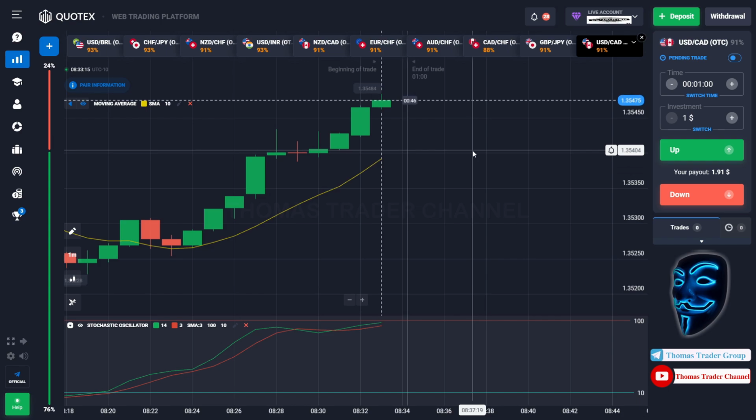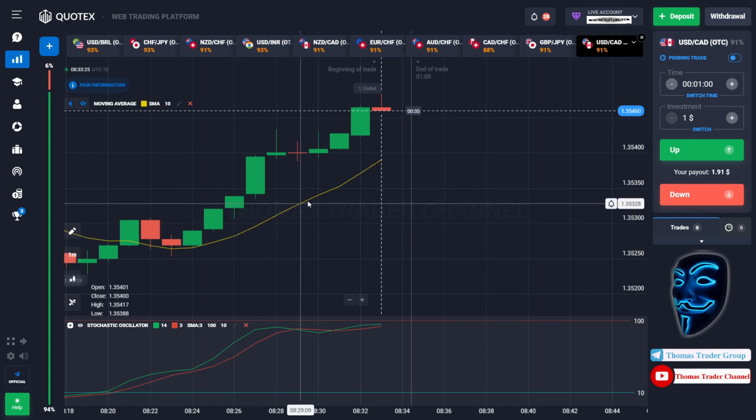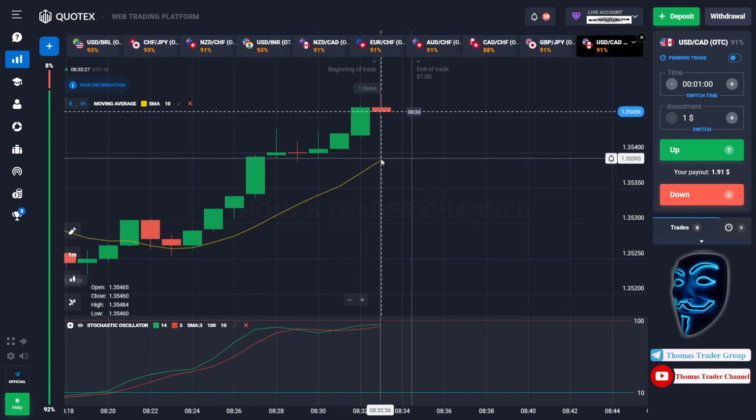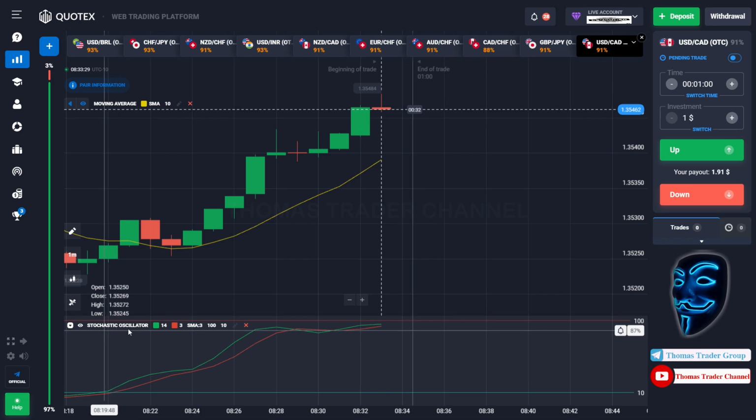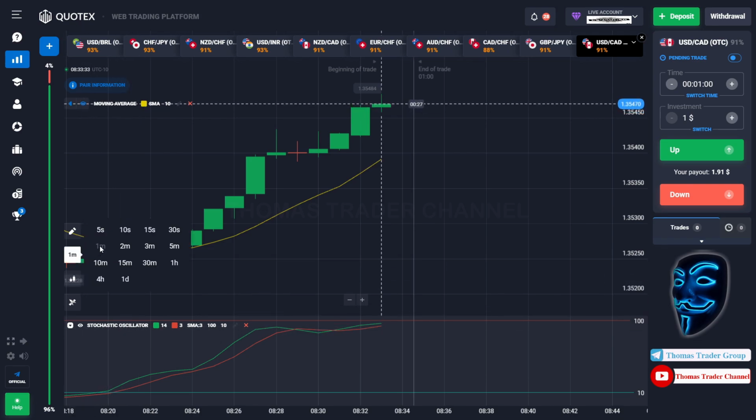Let's start our trading session for today. Today we are using two indicators. The first one is moving average, which is the yellow line over here. And the second indicator is stochastic oscillator. And today we are using 1 minute time frame for the candlestick. And we are going to start with $1 investment.